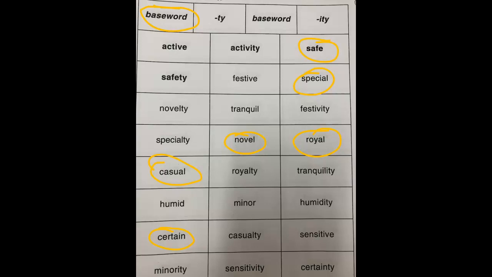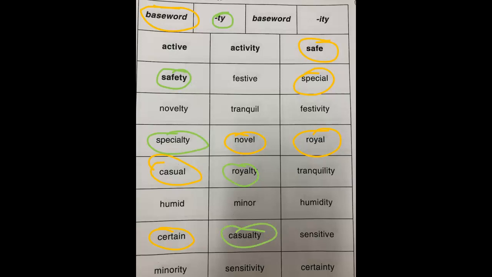So now we have the base word safe. To make safe to safety, go ahead and do that. To make safe into safety, all you have to add is a ty at the end. To make special into specialty, all you have to add is a ty at the end. Royal. To make royal into royalty, just add a ty. To make casual into casualty, just add a ty.